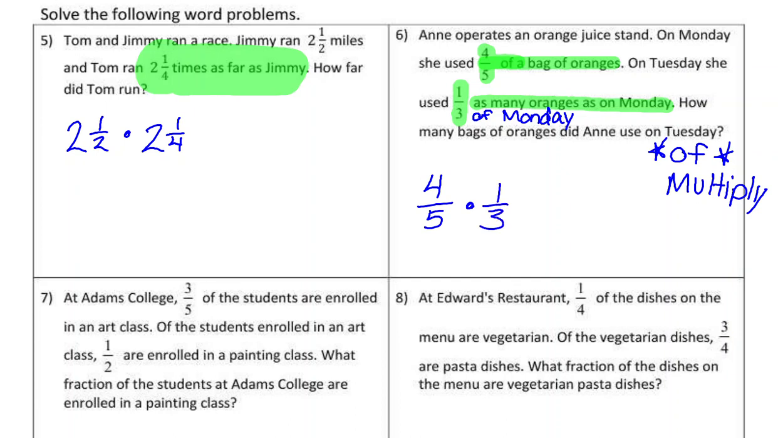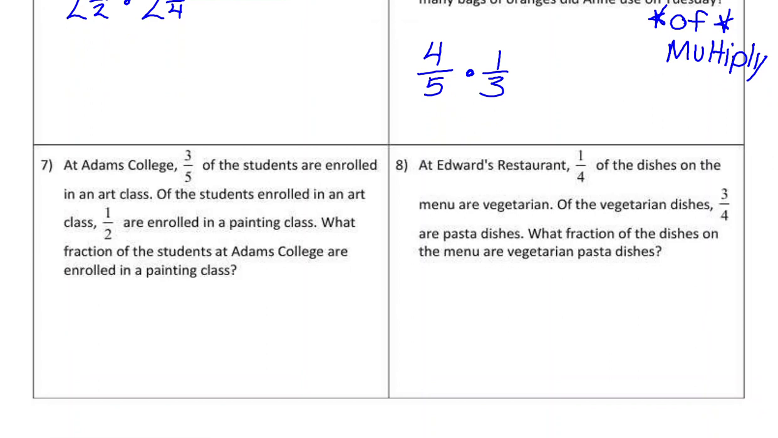All right, let's look at the next one. At Adams College, 3/5 of the students are enrolled in art class. Of the students enrolled in art class, 1/2 are enrolled in painting class. What fraction of the students at Adams College are enrolled in painting class? So it says 3/5 were enrolled in art, and 1/2 of those are also enrolled in painting class. So of the students enrolled in art. So there's that of word again, of the students that are already enrolled in art. So we're going to multiply 3/5 times 1/2 to figure out the amount of students.